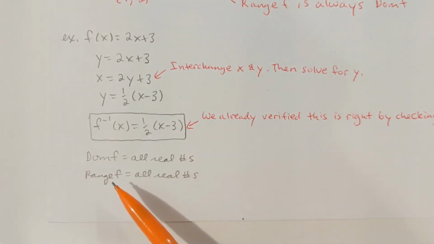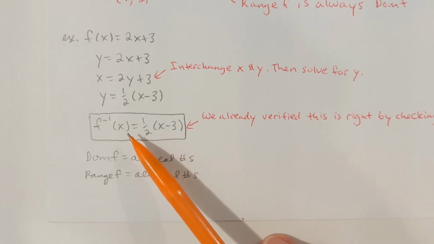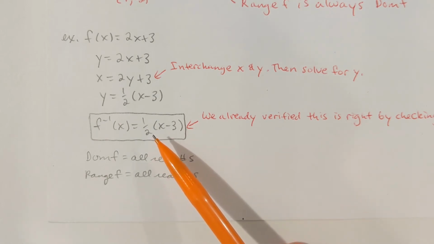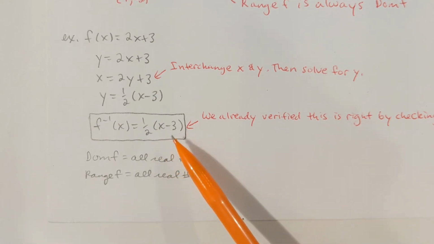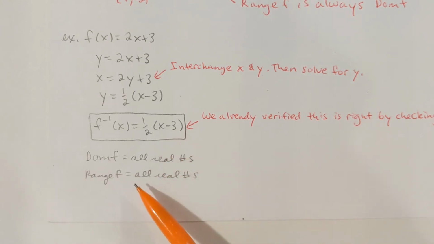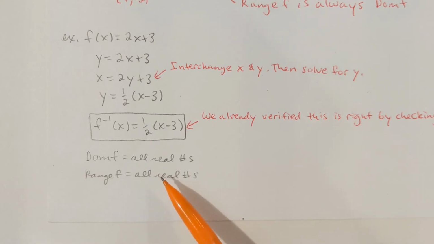I could have also stated the domain of the inverse. See, the f inverse is also a line. Y equal 1/2 x minus 3/2, that would be a line. And so its domain would also be all real numbers. Okay, the range of a function is the same as the domain of the inverse. So in this case, that'd be all real numbers.